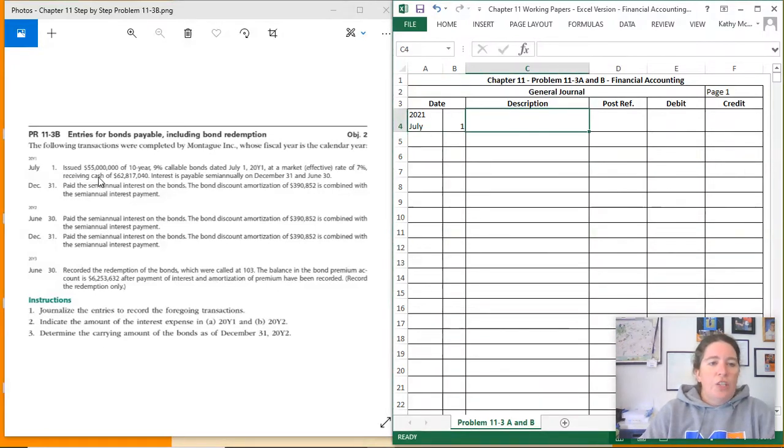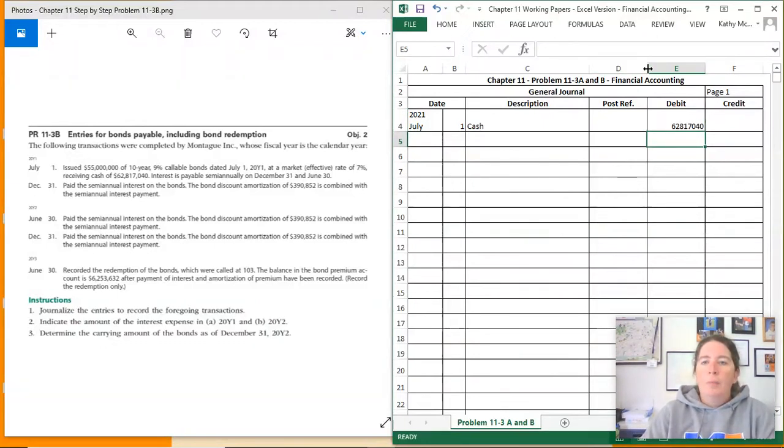So it says that we've issued a $55 million bond, and it gives us the information, 10 years, 9%. We've received cash. Look at those words right there. Receiving cash of $62,817,040. Anytime we receive cash, we're going to debit cash, okay? So cash is going to be our debit of $62,817,040. Oh, that post reference column catches me every time because it's so big.